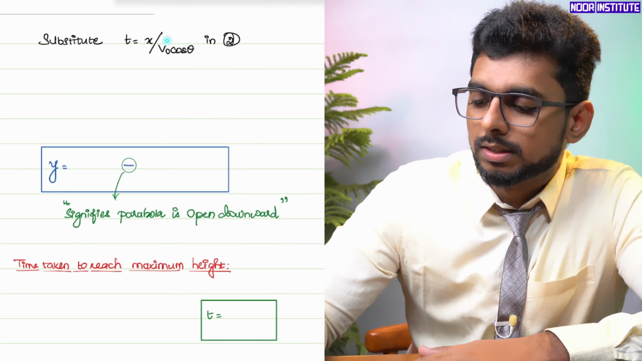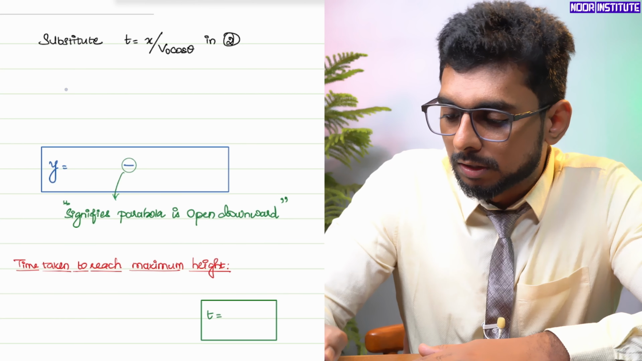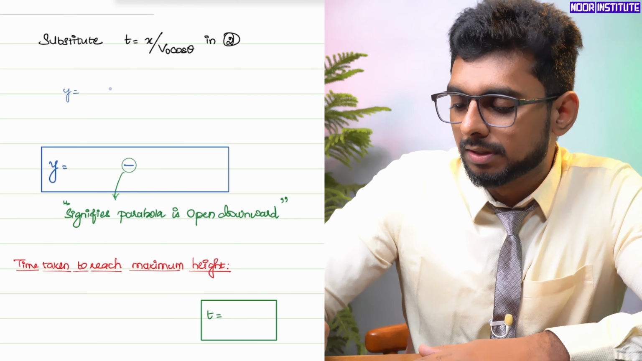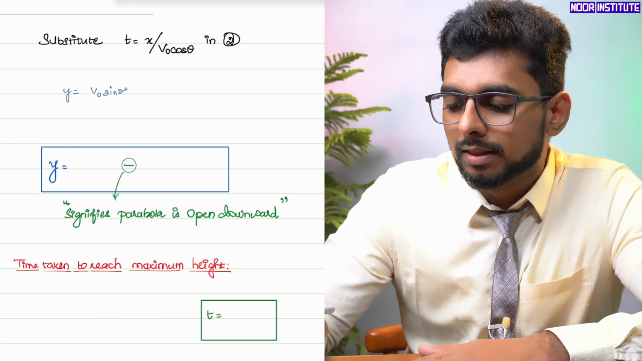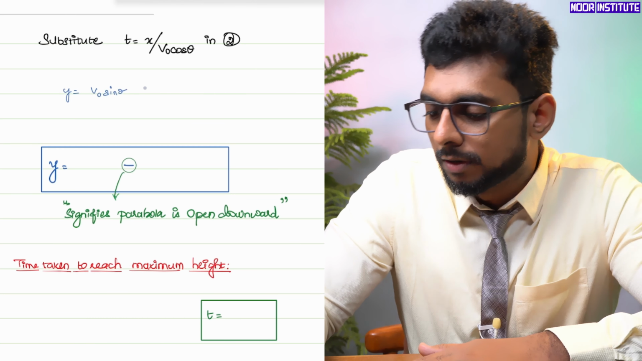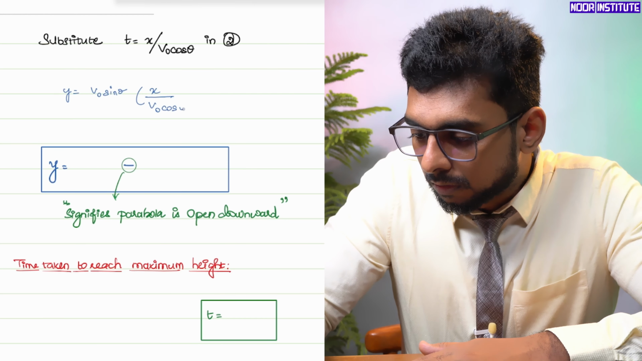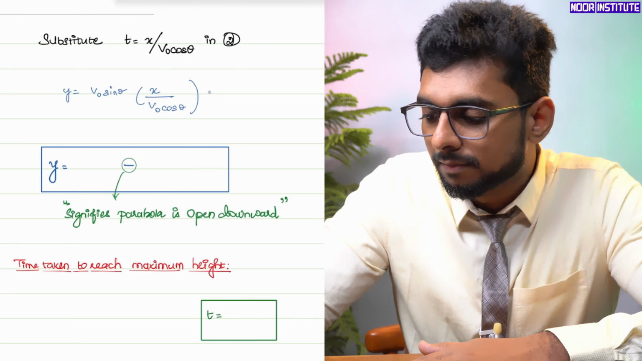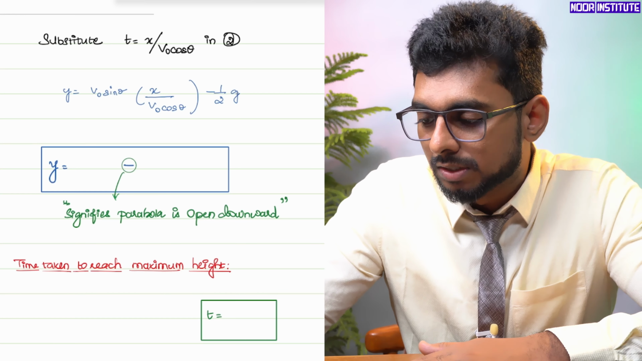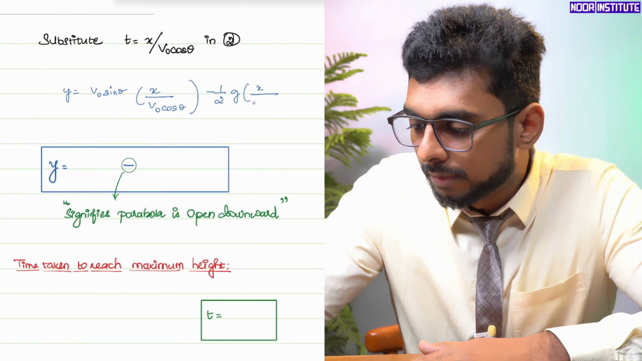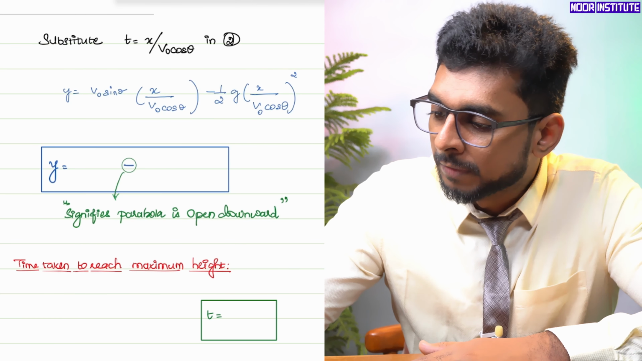If I substitute t equals x divided by v naught cosine theta in the y equation, I'll have y equal to v naught sine theta times t. Instead of t, I'll substitute x divided by v naught cosine theta. Then you'll have minus half g t square, so I'll have half g, and instead of t square, I'll substitute x divided by v naught cosine theta, the whole square.